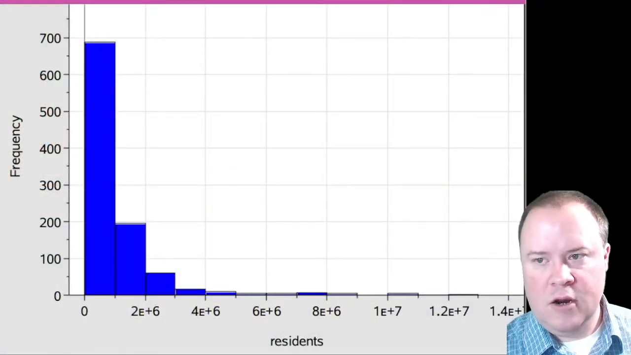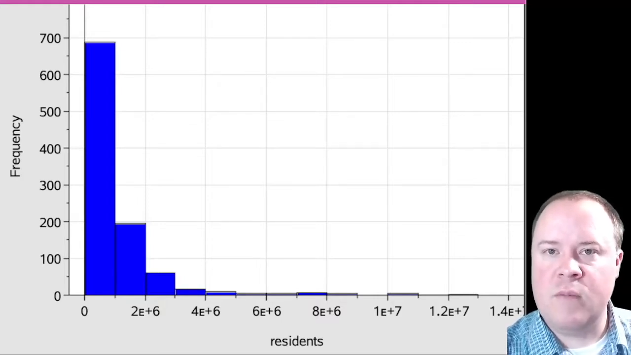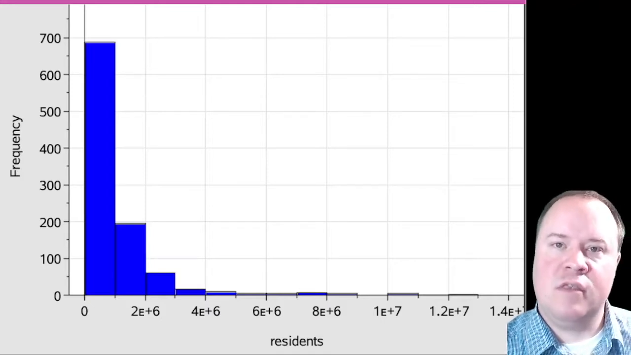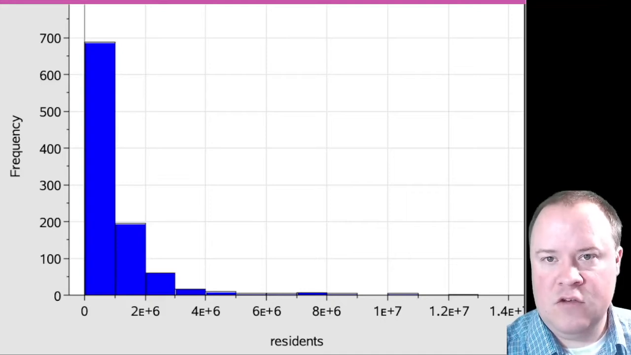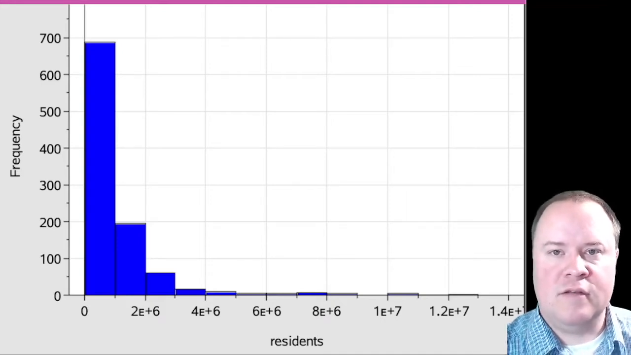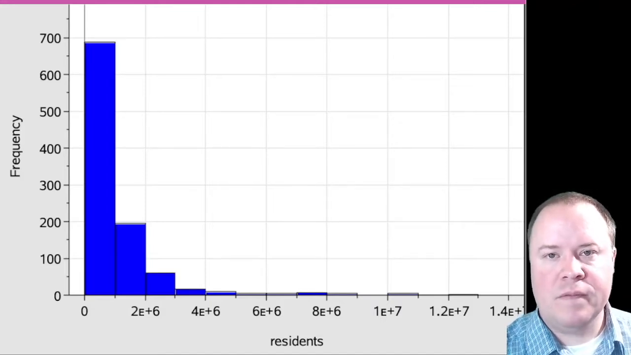So here I have a histogram showing the distribution of the populations of the 1,000 largest cities in the world. And I want you to think for a moment about the center, the spread, and the shape of this graph, and think about how you would describe those three things. And maybe pause the video for a moment while you think about that.